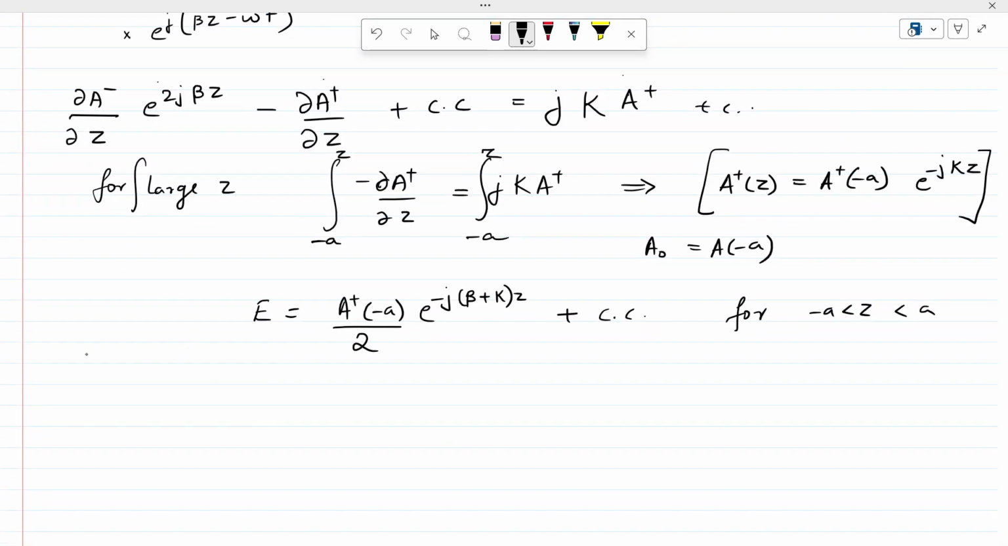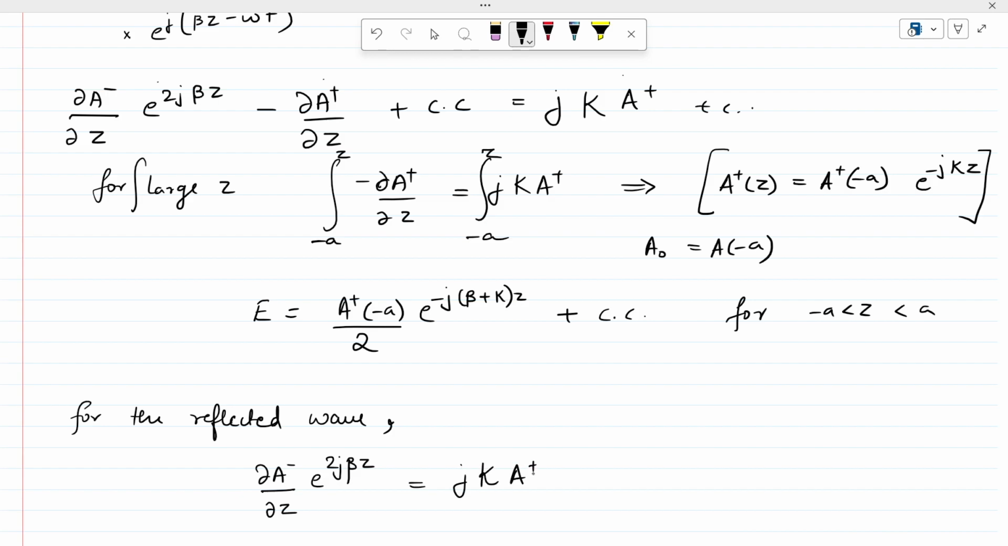So by noting that, we can just ignore this term and then equate these two terms now. So we will get, for the reflected wave, and so A minus at a is 0.